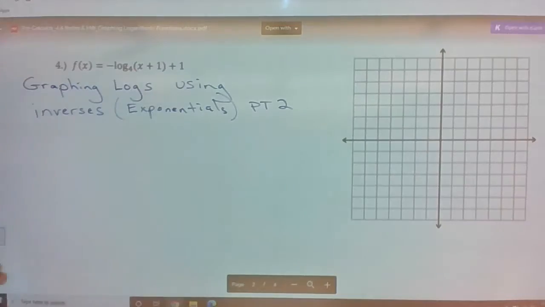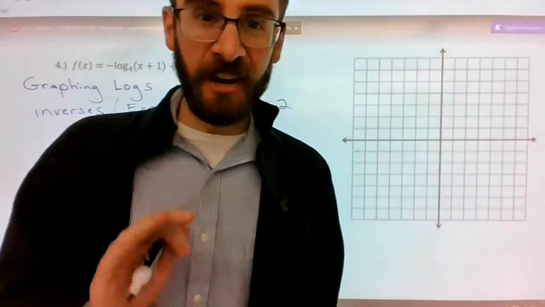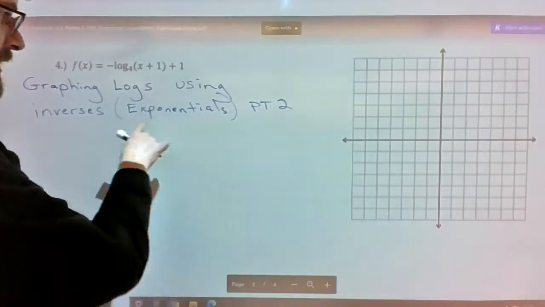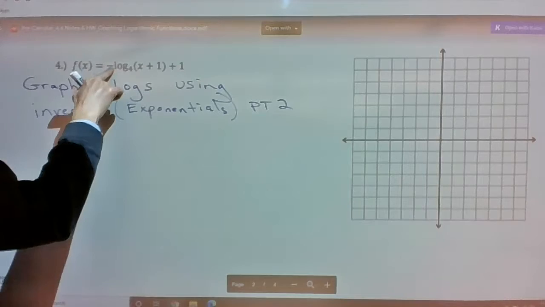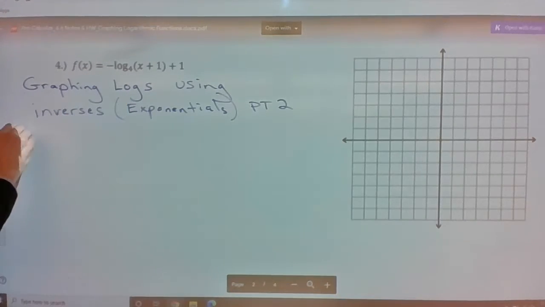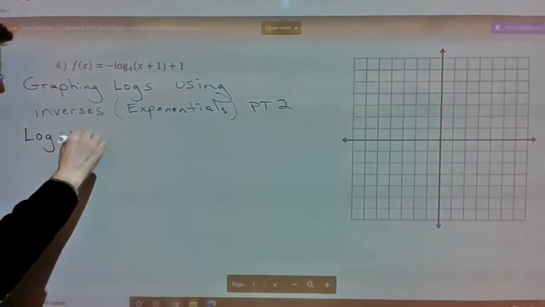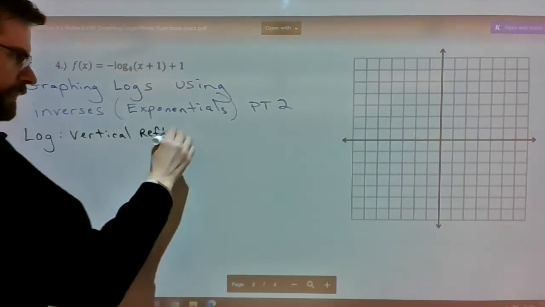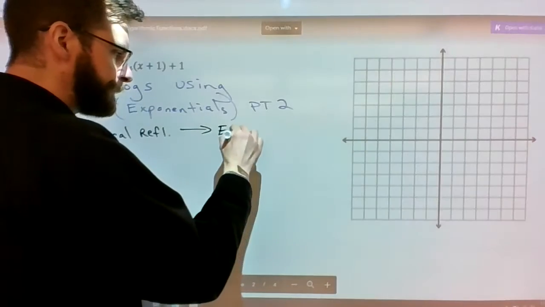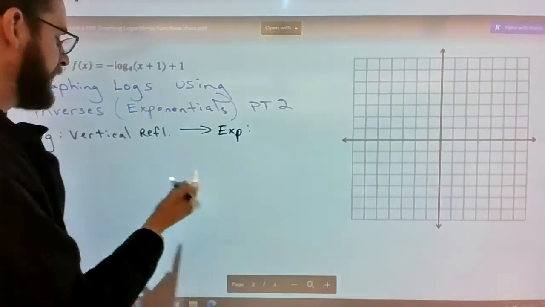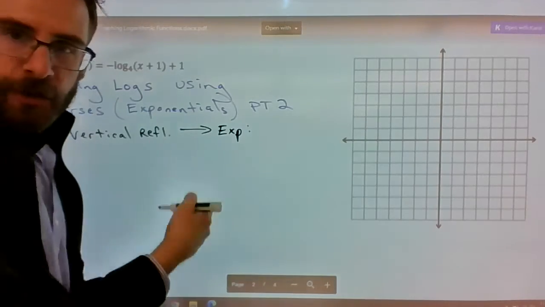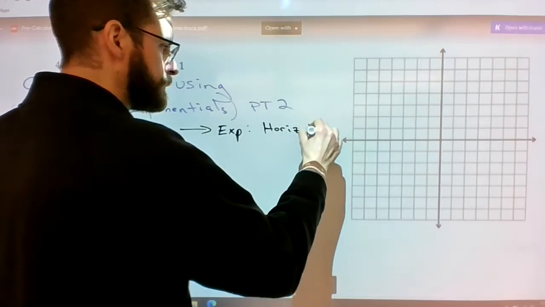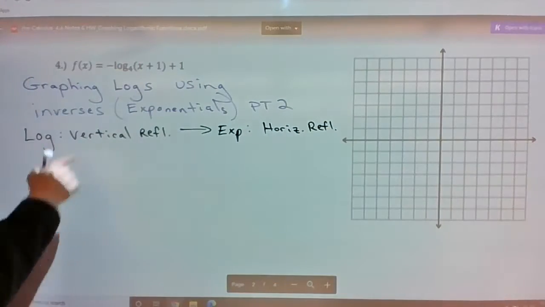Let's get to it. So what are the 3 defining characteristics of this logarithmic function that we need to take note of in order to graph this one properly? First one is right here. A negative on the outside of the log means that it has a vertical reflection. What does that look like for an exponential? Well, we already saw in a previous example that a vertical reflection for a log yields a horizontal reflection for the exponent. Okay, check that off the list.